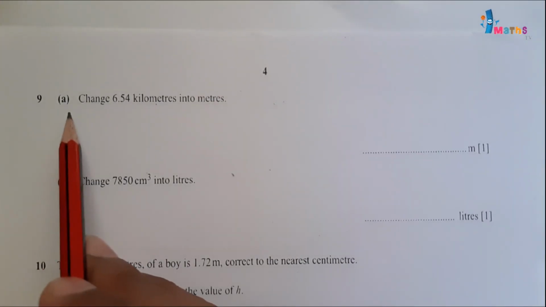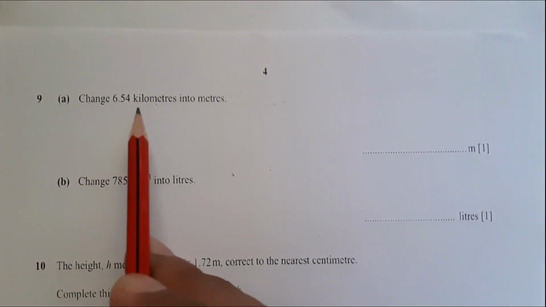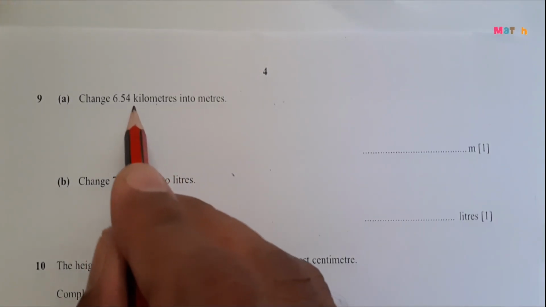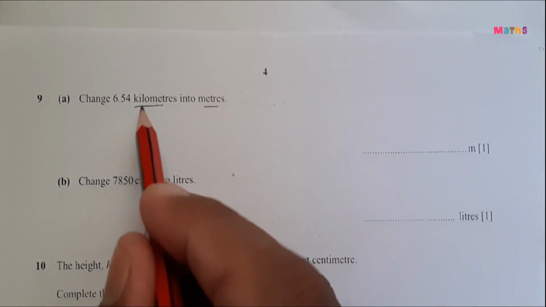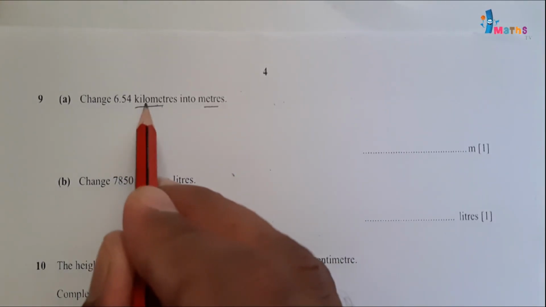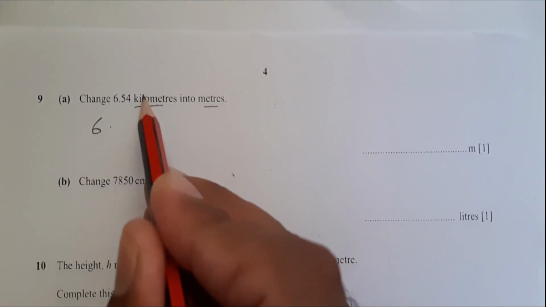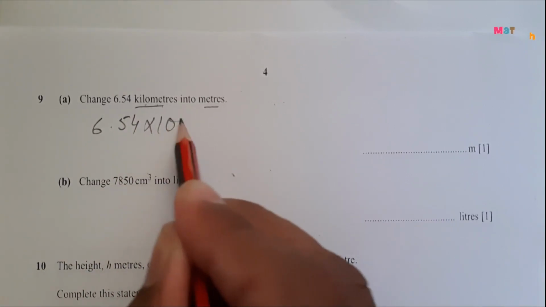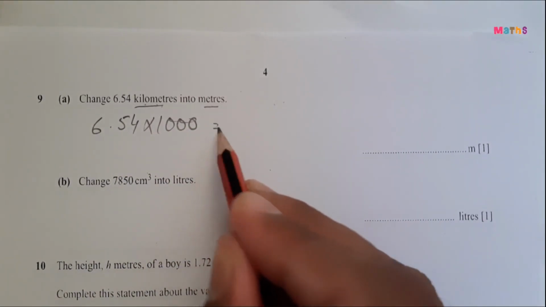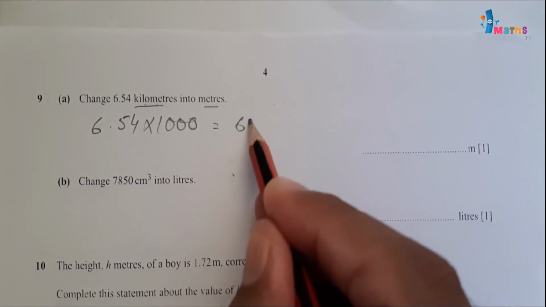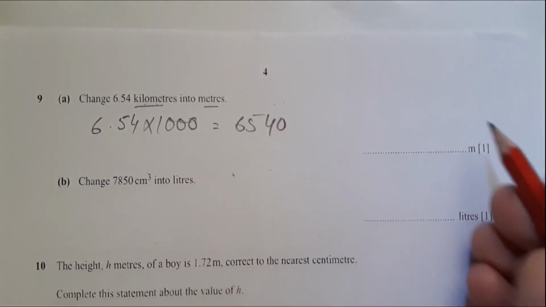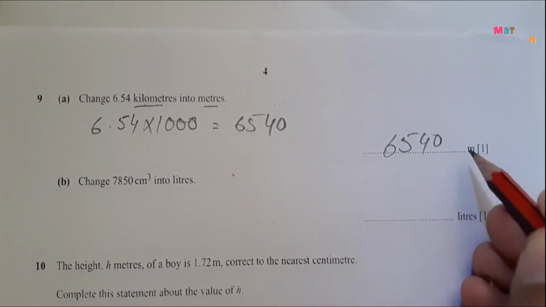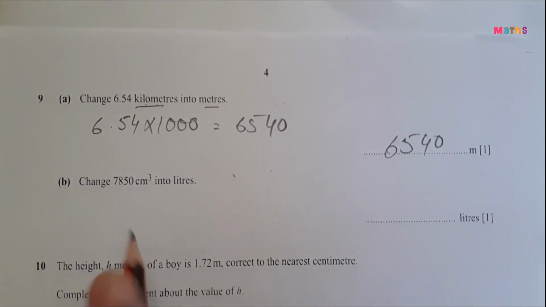So our answer will be 1.5. Question number 9, A part. Change 6.54 kilometers into meters. So this is conversion of units. Kilometers into meters. There are 1000 meters in 1 kilometer, so we will multiply because this is bigger unit to smaller unit. 6.54 multiplied by 1000, so answer will be 6540. So we write here 6540 meters.